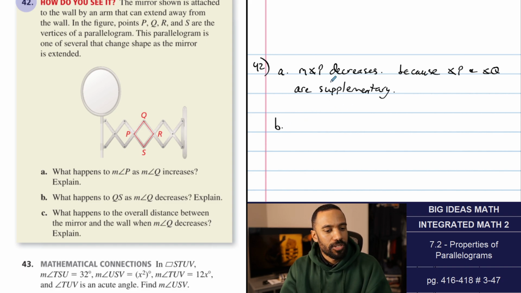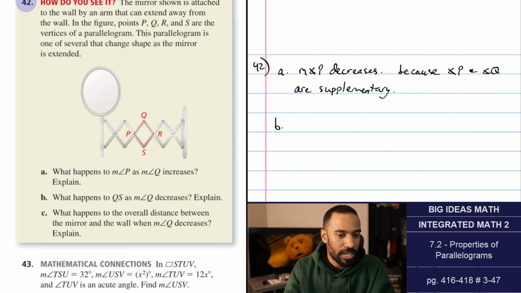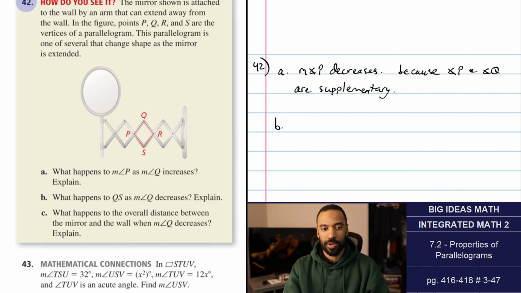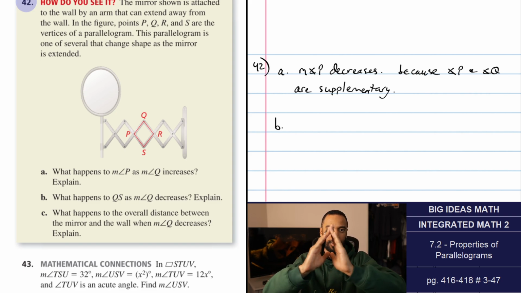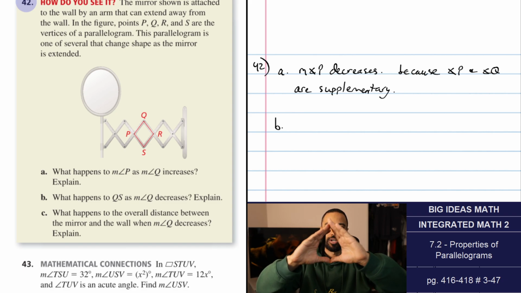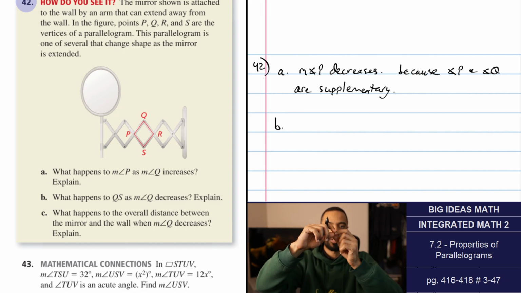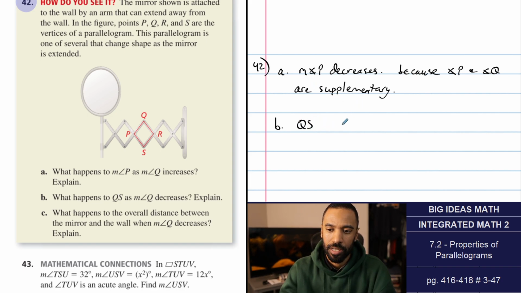Part B, what happens to QS, the length of the diagonal QS, as measure of angle Q decreases? So if measure of angle Q decreases, this is that part going like that. So measure of angle Q up top right here is getting smaller, which means those get closer, but it looks like that diagonal stretches more. So QS gets bigger.